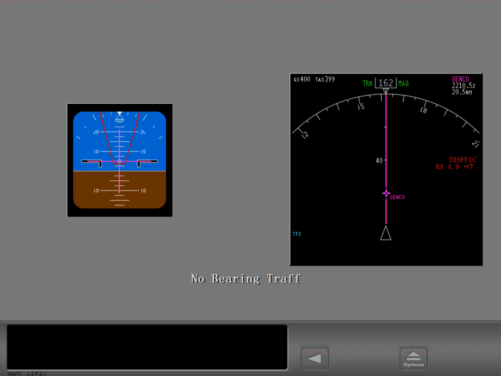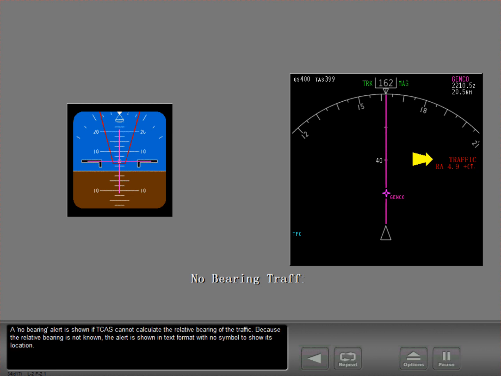Descend, descend, descend. A no-bearing alert is shown if TCAS cannot calculate the relative bearing of the traffic. Because the relative bearing is not known, the alert is shown in text format with no symbol to show its location.